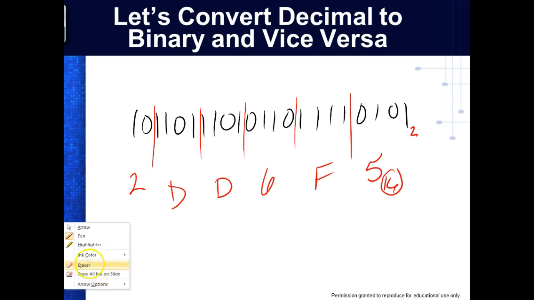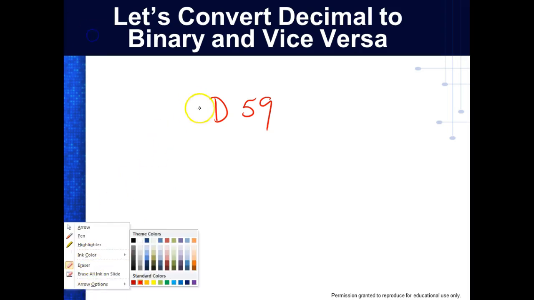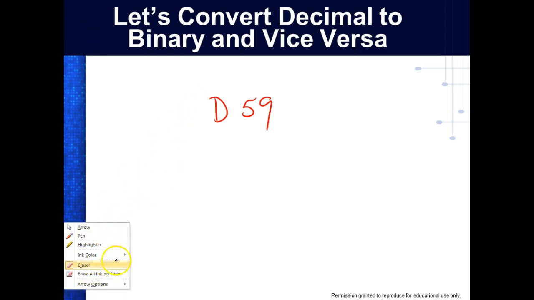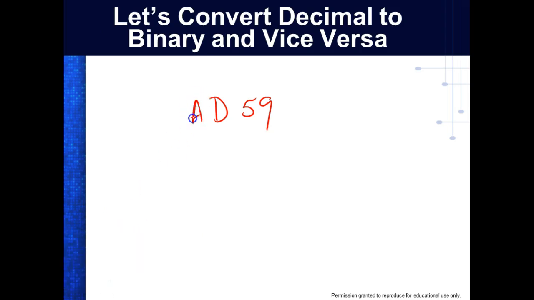Or if I had a base 16 number, like 2D59, let's change this. So that would be the binary number that that base 16 number represents. This is base 16, this is base 2.